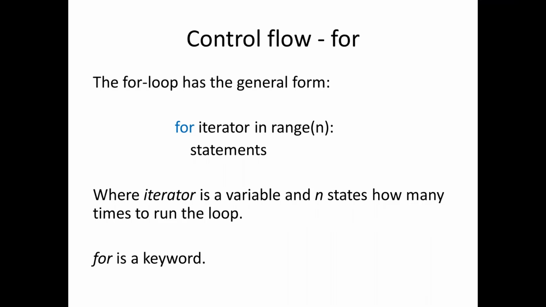The general form of a for loop is for iterator in range n, where iterator is a variable and n states how many times the loop will run. You can give the variable iterator any name. A common name is to call it I.